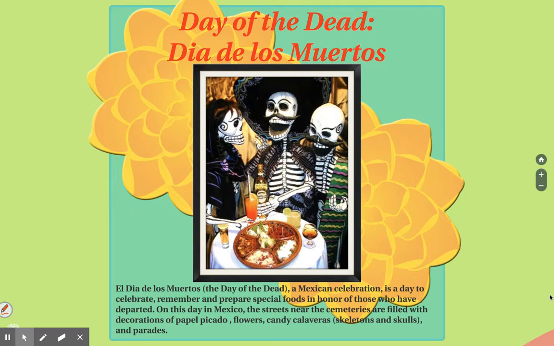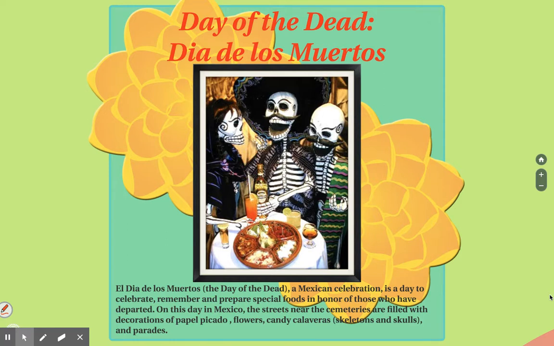And on this day in Mexico, the streets and cemeteries are filled with decorations. They use papel picado, flowers, candy, candles, and they have lots of parades. They sing songs and share stories of their loved ones. So we are going to dive a little bit deeper into what you'll see in Dia de los Muertos to give us some background information on our projects we will be doing.